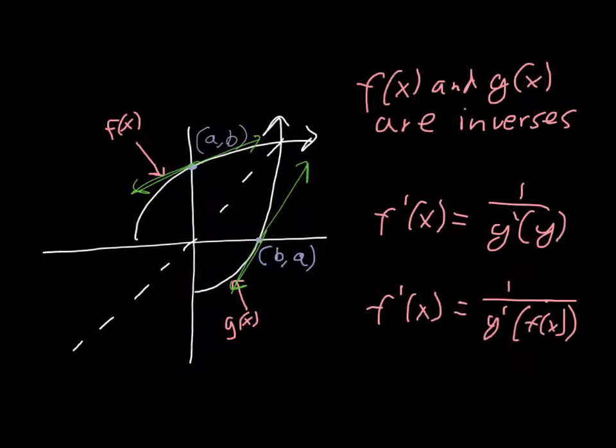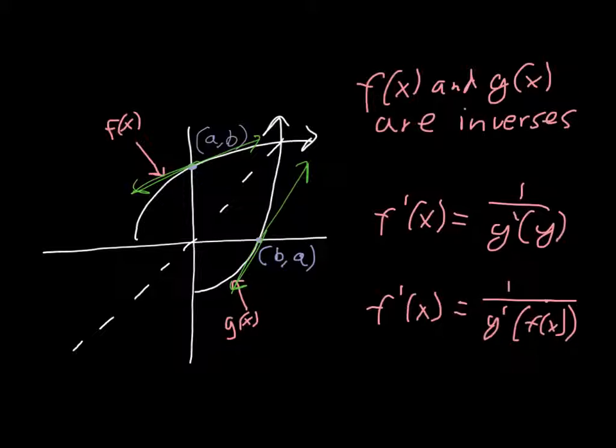So on y equals f of x, at the point a comma b, we can draw a tangent line, and this tangent line will have the slope that is the derivative. So that is the derivative at x of f of x. Now there is also going to be a point b comma a on the inverse graph, g of x, which is right here. Now if I draw the tangent line at b comma a on g of x, you can see that the slope there is the reciprocal of the slope of f of x.